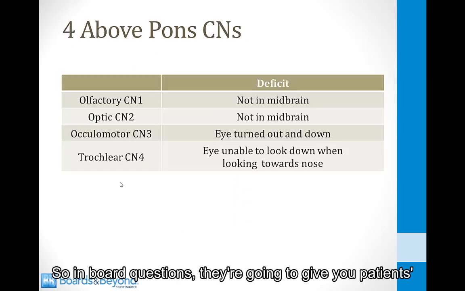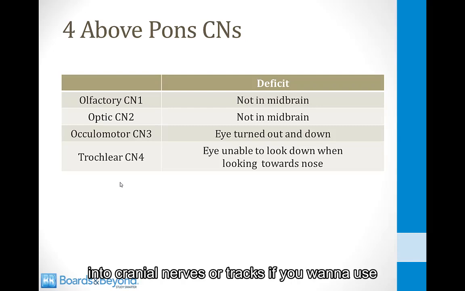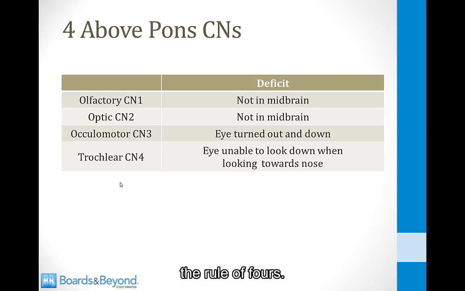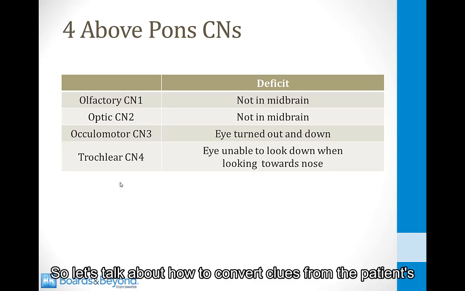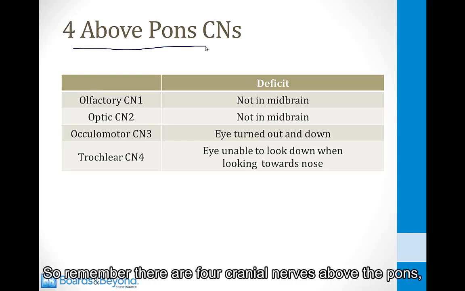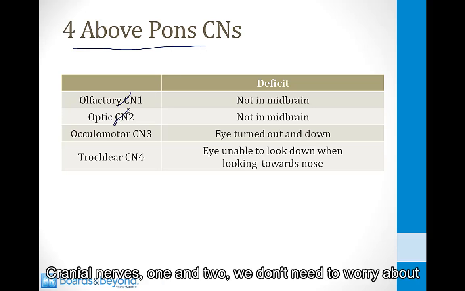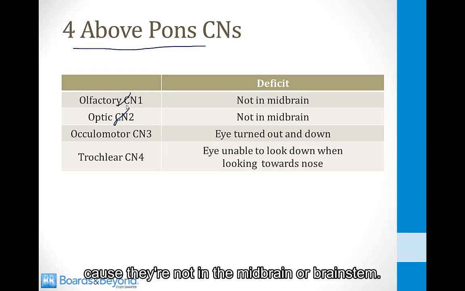So in board questions, they're going to give you patient's symptoms, and you need to be able to convert those symptoms into cranial nerves or tracts if you want to use the rule of fours. So let's talk about how to convert clues from the patient's symptoms into cranial nerves or tracts. So remember, there are 4 cranial nerves above the pons according to the rule of fours. Cranial nerves 1 and 2 we don't need to worry about because they're not in the midbrain or brainstem.